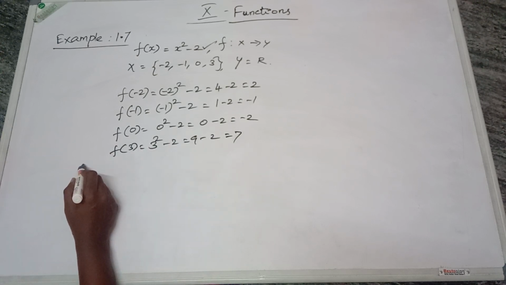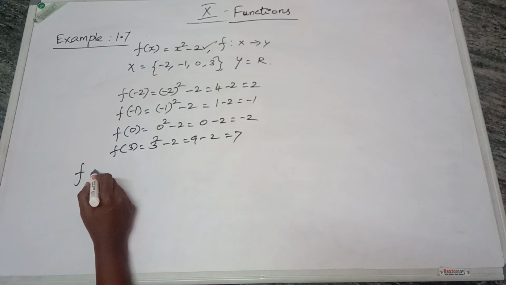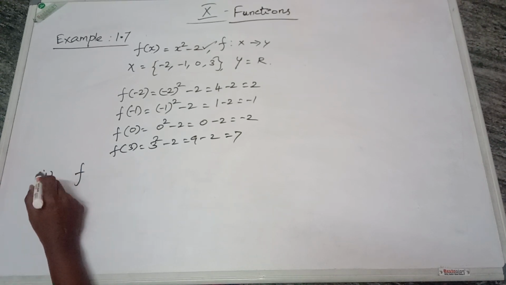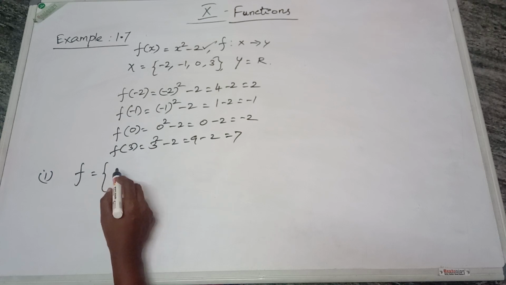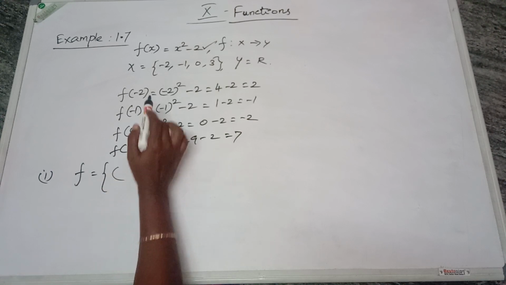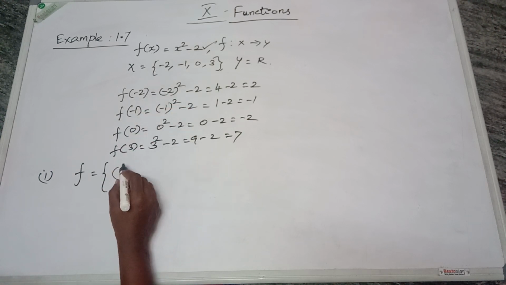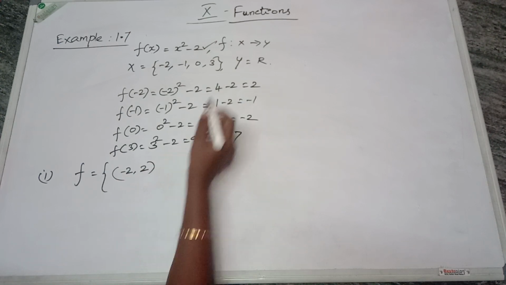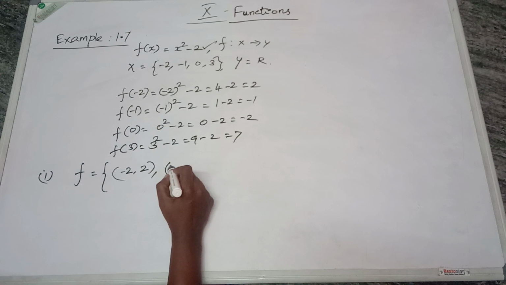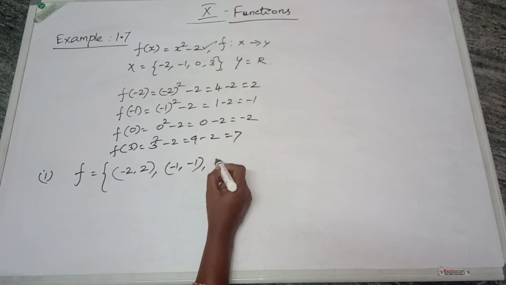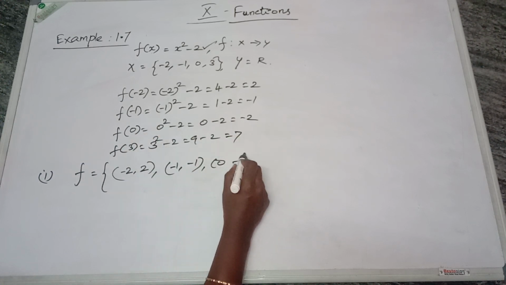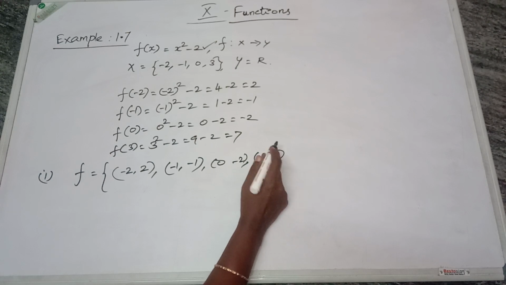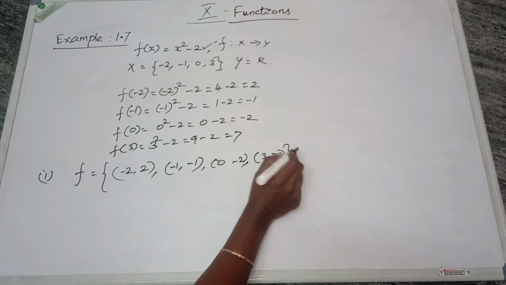So how do we write that function f? The question is to list out the elements of f, so they should be ordered pairs. From the domain, minus 2 is related to 2, and this 2 is in the codomain Y. Then minus 1 comma minus 1, 0 comma minus 2, and 3 comma 7. These are the elements of f.